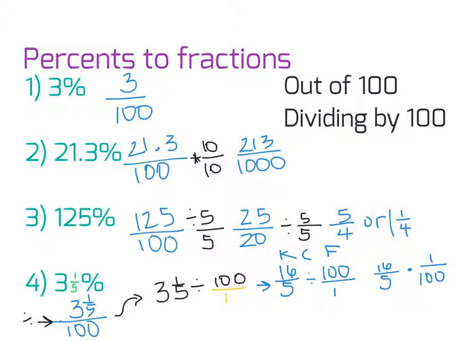I would totally suggest cross-simplifying from here. So both of these are divisible by 4. 16 divided by 4 is 4. 100 divided by 4 is 25. So now from here, all I'm going to do is multiply. So 4 times 1 is 4. 5 times 25 is 125. And that would be your final answer. So 3 1/5% as a fraction would be 4 over 125.